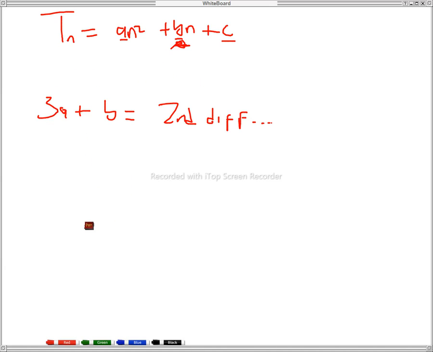For us to find A, I said this is the second difference. What am I doing here? Let me erase everything here. Sorry about that.